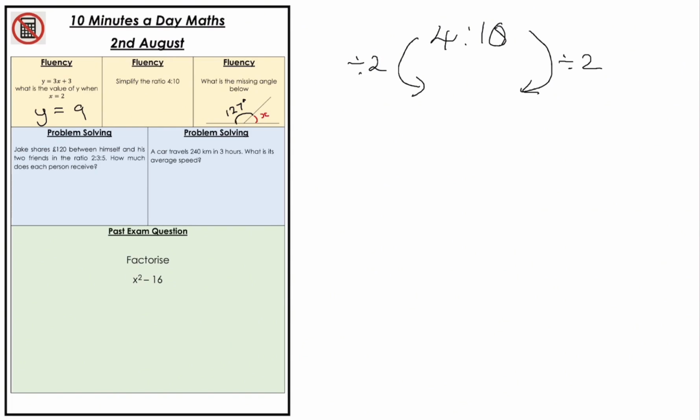So 4 divided by 2 is 2. 10 divided by 2 is 5. Now, it's always a good chance to ask yourself, is there another factor that goes into both 2 and 5? The highest common factor of 2 and 5 is 1, which means we've simplified it as far as we can go. So our answer here is 2 to 5.